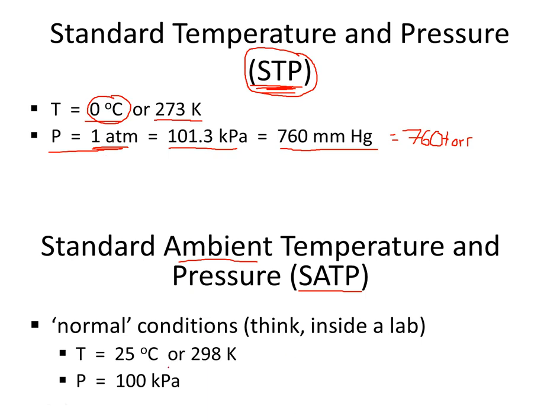So SATP is 25 degrees Celsius or 298 Kelvin, and a little bit above sea level, so a little less atmosphere above you, and so the pressure would be a little bit less as well on average. We refer to SATP as 100 kPa and 298 Kelvin. Both sets of conditions are often referred to and worth memorizing.